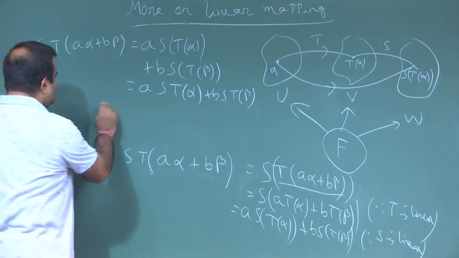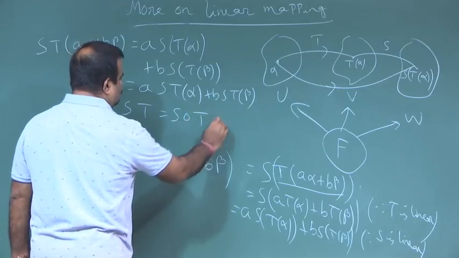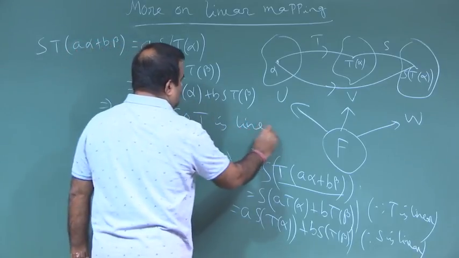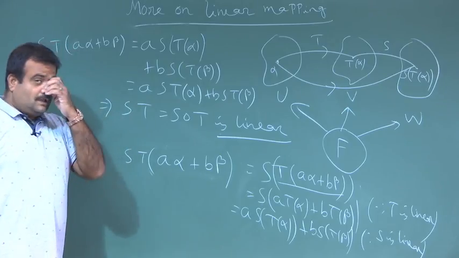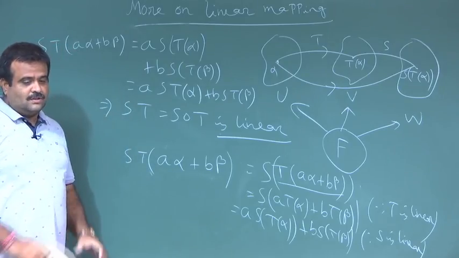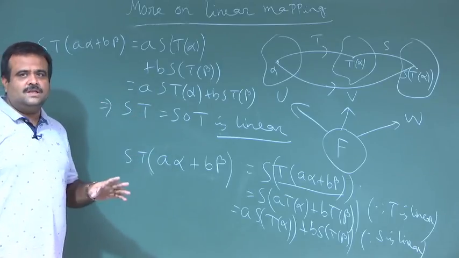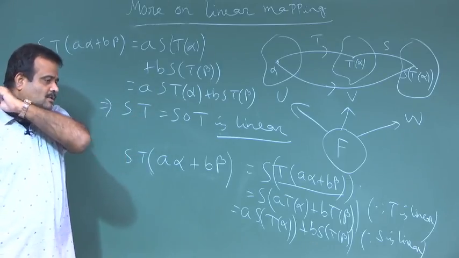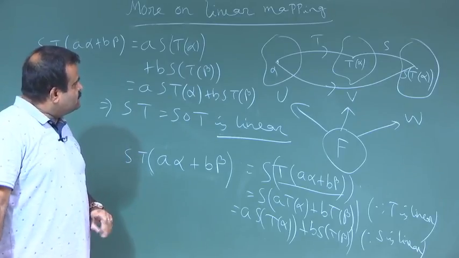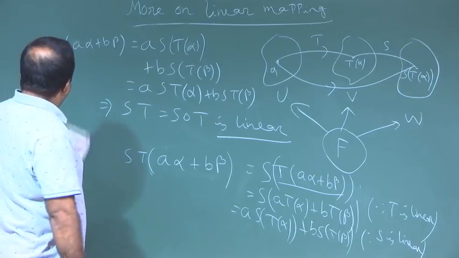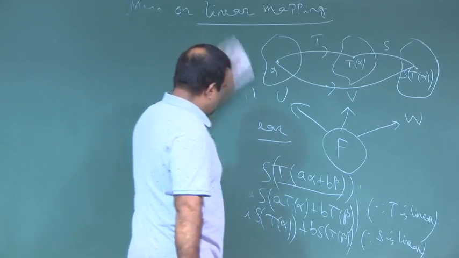So, this implies S∘T, which is basically S composed with T, is a linear mapping. So, this is the proof of linearity of this composition. If S and T are both linear, then the composition function is also a linear function. Okay, now we will define the inverse of a transformation.